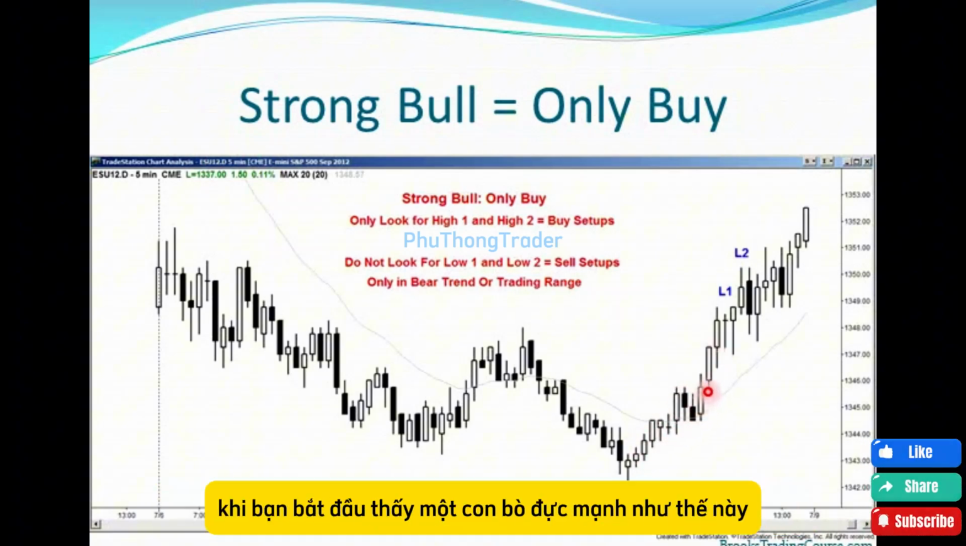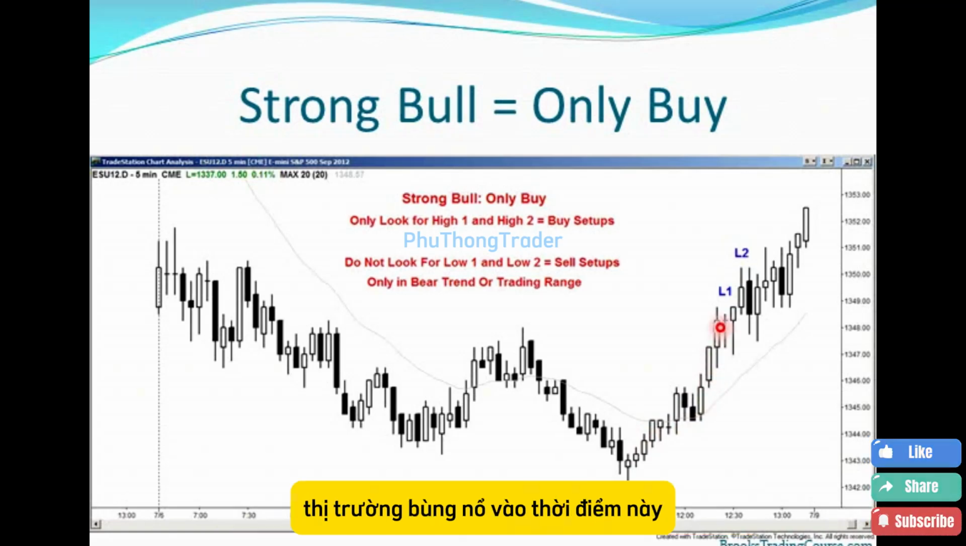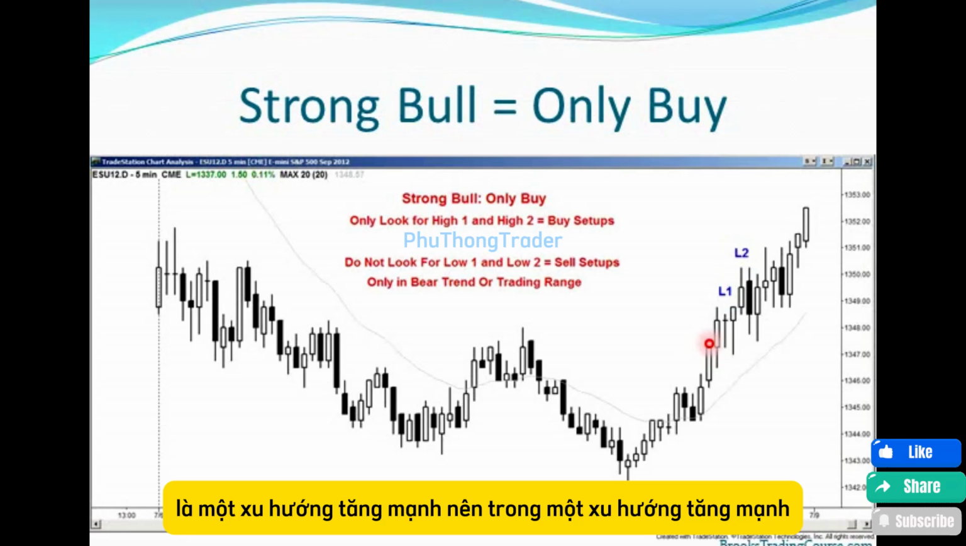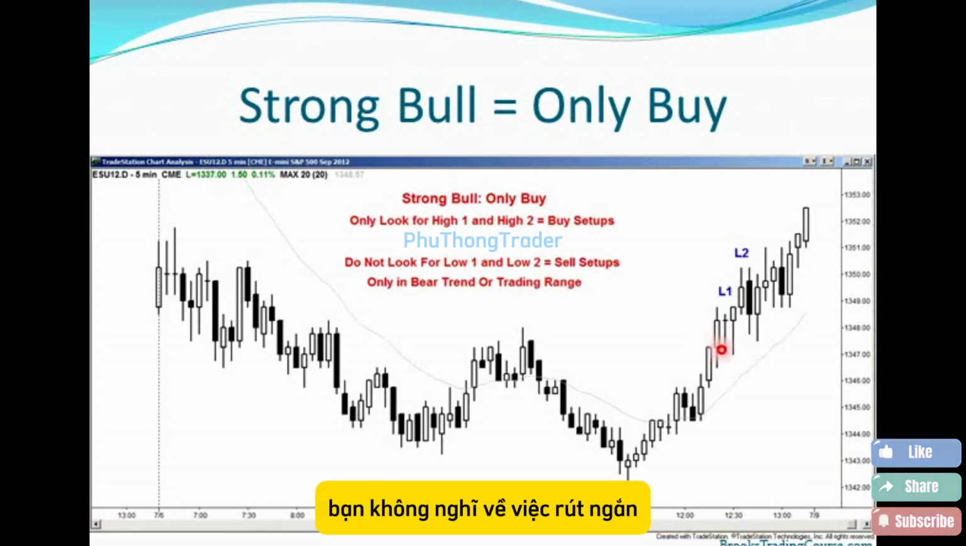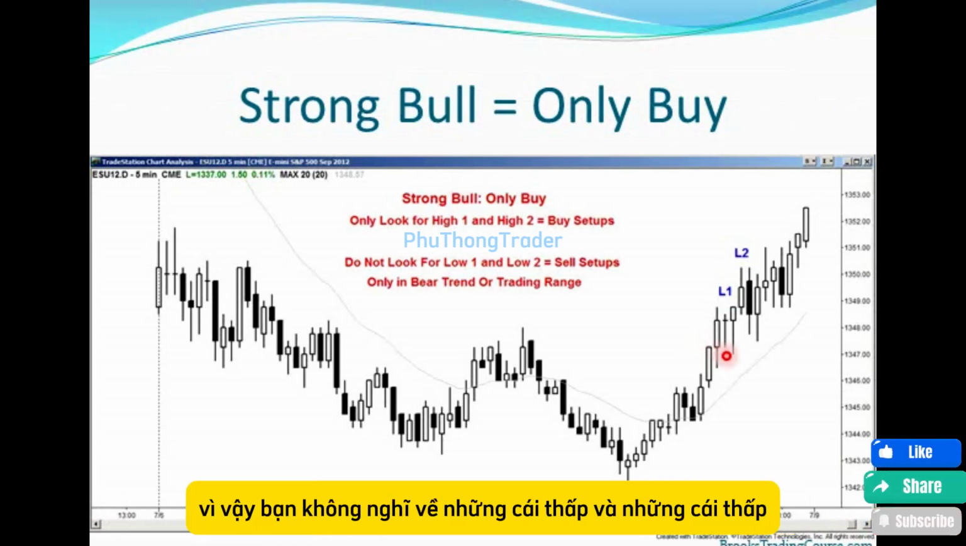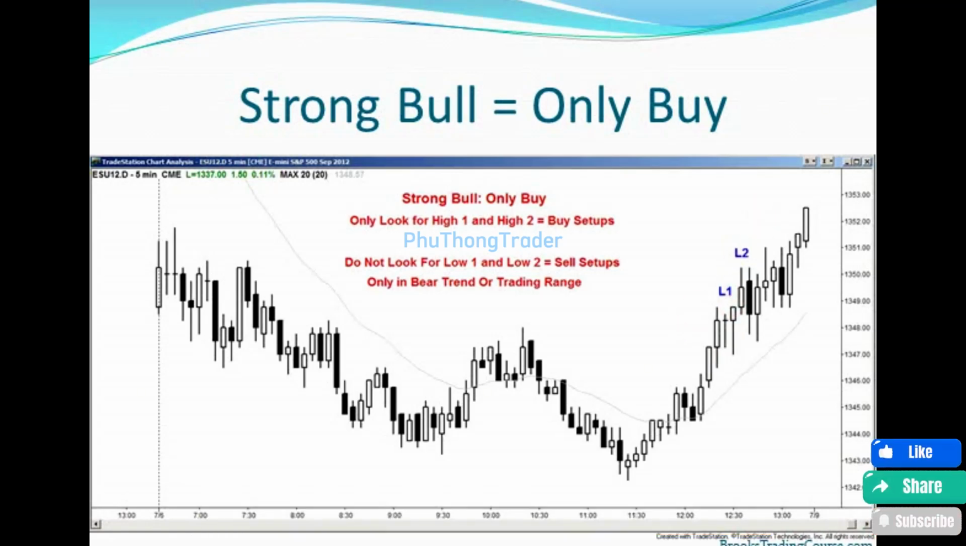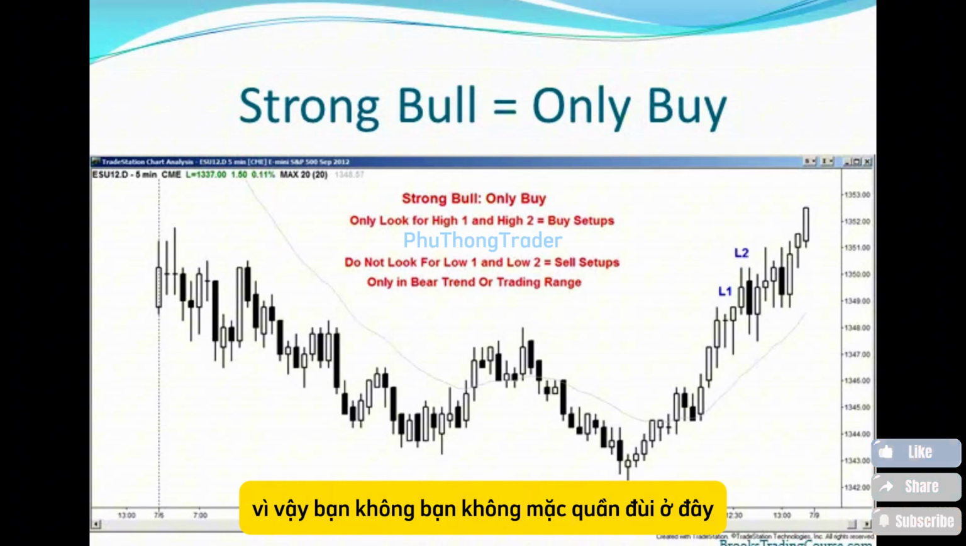When you start to see a strong bull spike like this, the market's breaking out, and at this point it's a strong bull trend. So in a strong bull trend, you don't think about shorting, so you don't think about low 1s and low 2s. So you do not take shorts here.